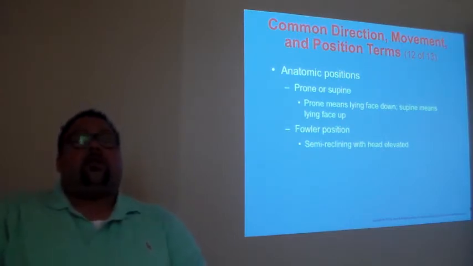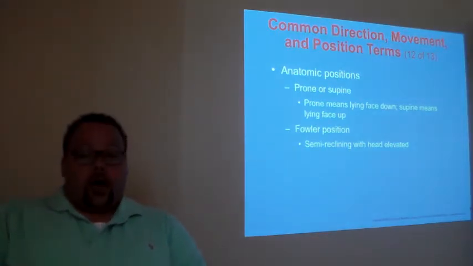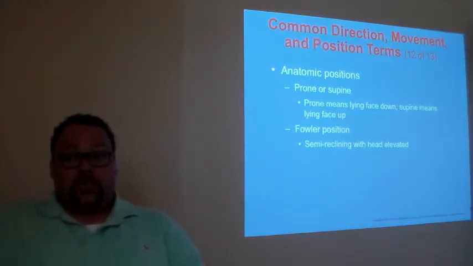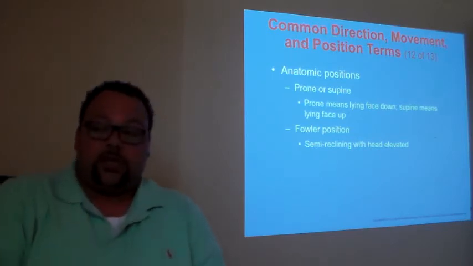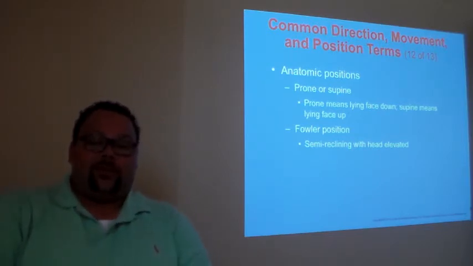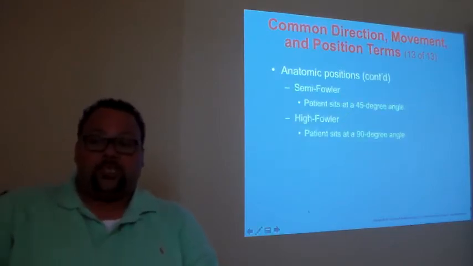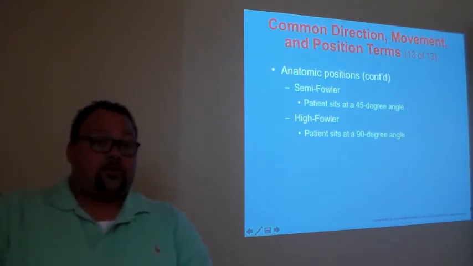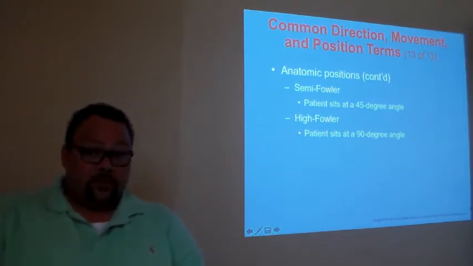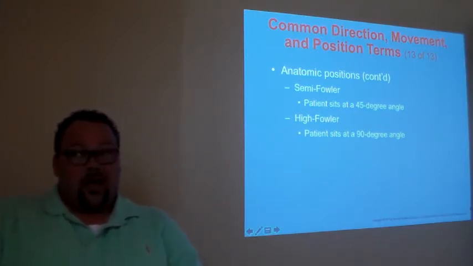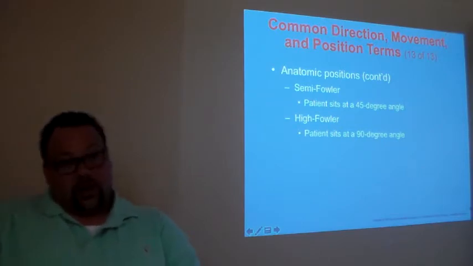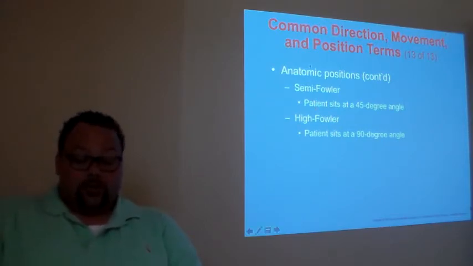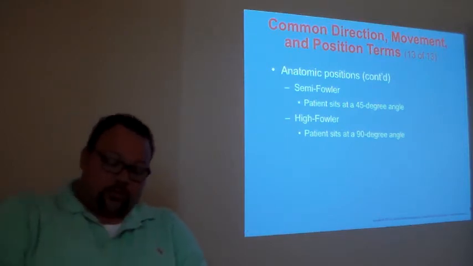Fowler's position means I'm semi-reclining with my head elevated. There's a Fowler's position and there's a semi-Fowler's position. Fowler's position means I'm almost sitting at like a 30 to 45 degree angle. A semi-Fowler's position means I'm at exactly a 45 degree angle. 90 degree angle is what's referred to as a high Fowler's position or right angle position. Okay, you'll hear those two terms kind of used interchangeably, high Fowler versus right angle. I have actually almost never seen anybody use the term high Fowler. It's usually right angle.